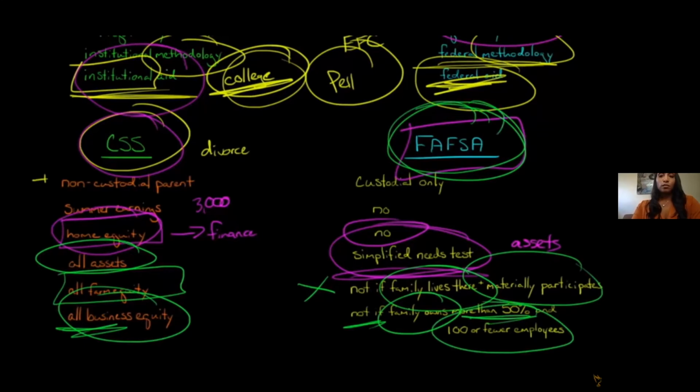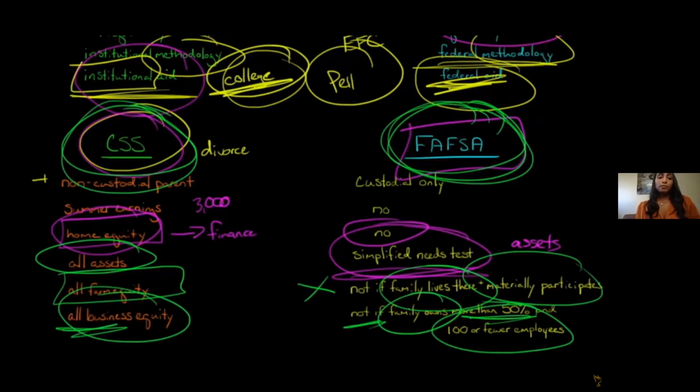So you see that the FAFSA is a little bit more lenient in terms of looking at your financial position, and the CSS can be a little more strict, dig a little bit deeper into your financial position and potentially reduce your aid. But technically your aid could be higher or lower in terms of what the CSS determines your contribution is in determining your institutional aid.